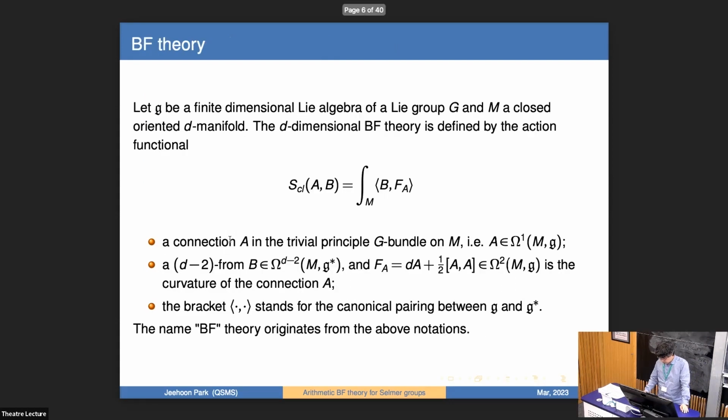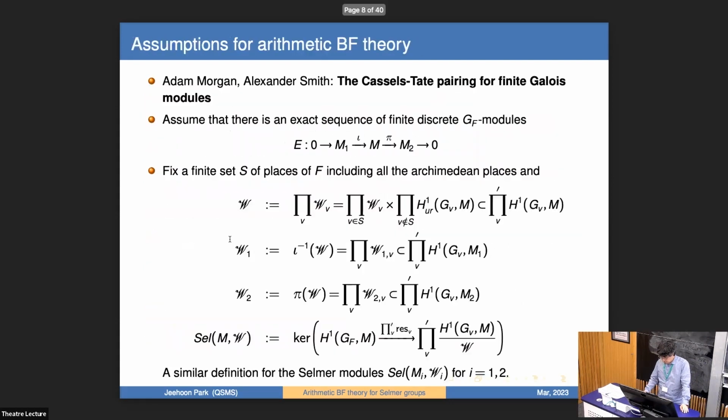So let me start with the more technical things. Morgan and Smith give me all the technical background needed to develop this theory. So I'll start from an exact sequence. This is, by the way, a finite theory. A finite abelian group, like a discrete G_F-module. The Galois group acts on the finite group, and then I assume I have an exact sequence.